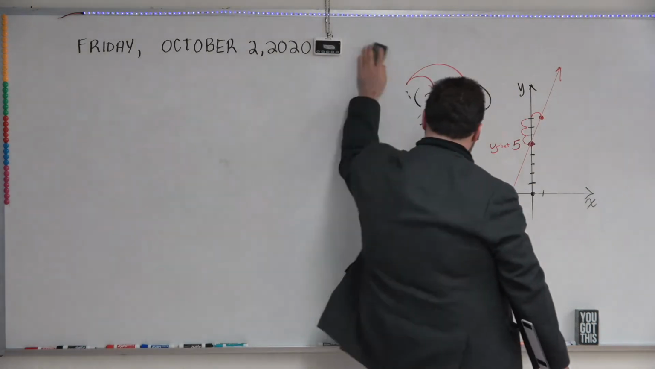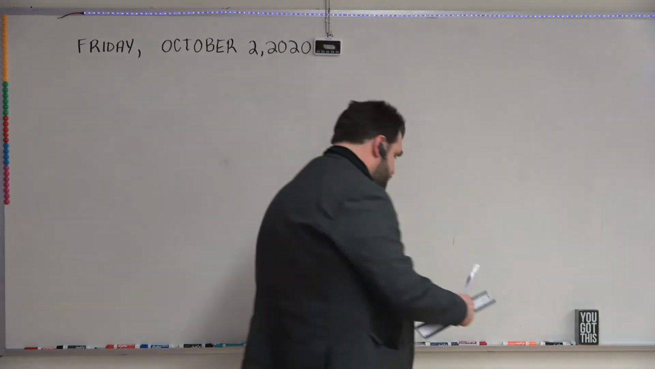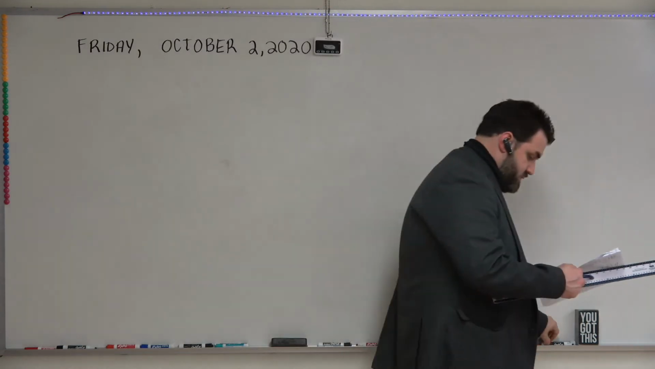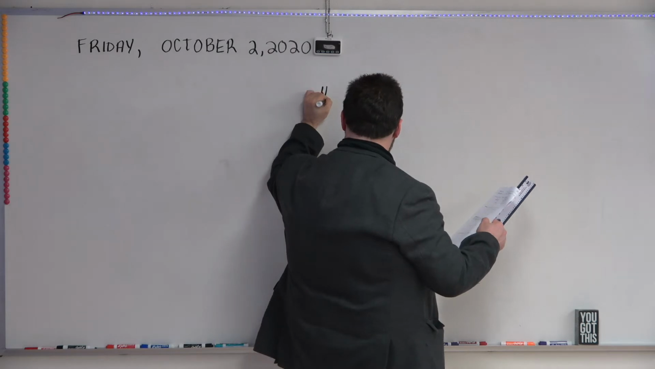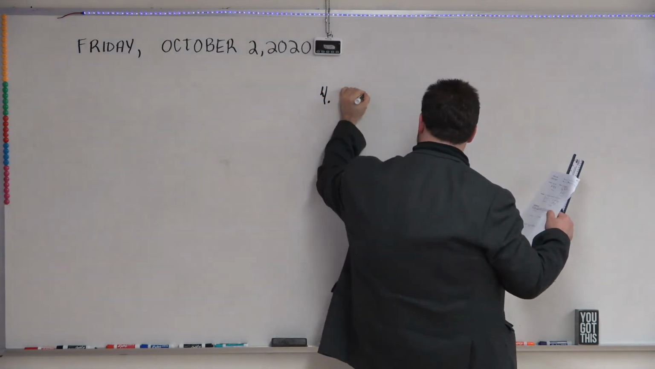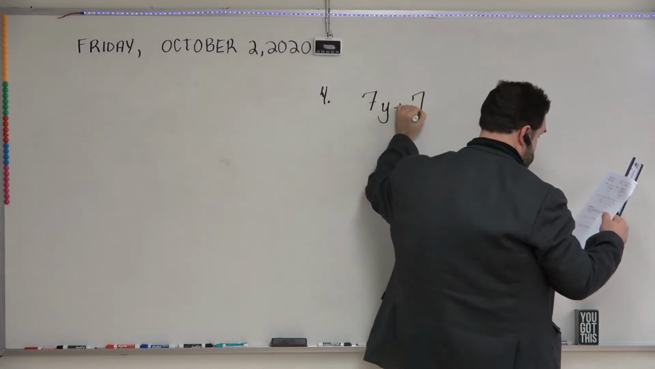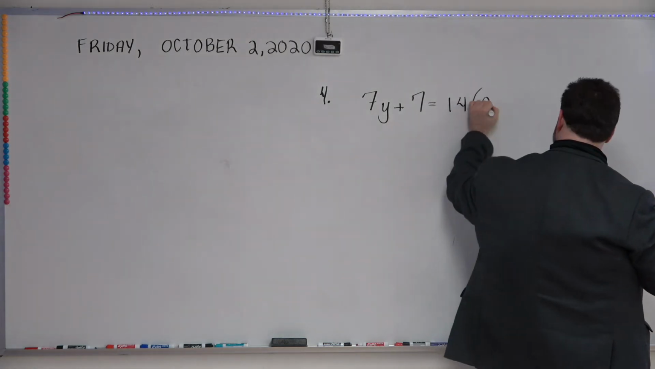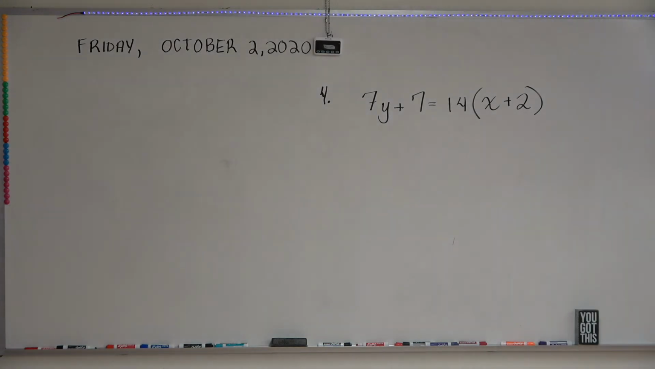We'll erase. Moving on to number 4. So we're getting close to the end. They get harder though. Uh-oh. Number 4. We don't say harder, we say more challenging. 7y plus 7 equals 14, open parentheses, x plus 2, close parentheses. What shall we do?